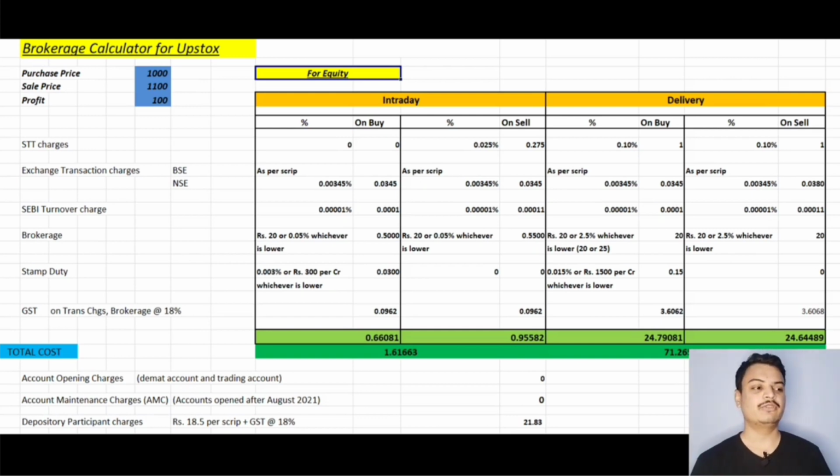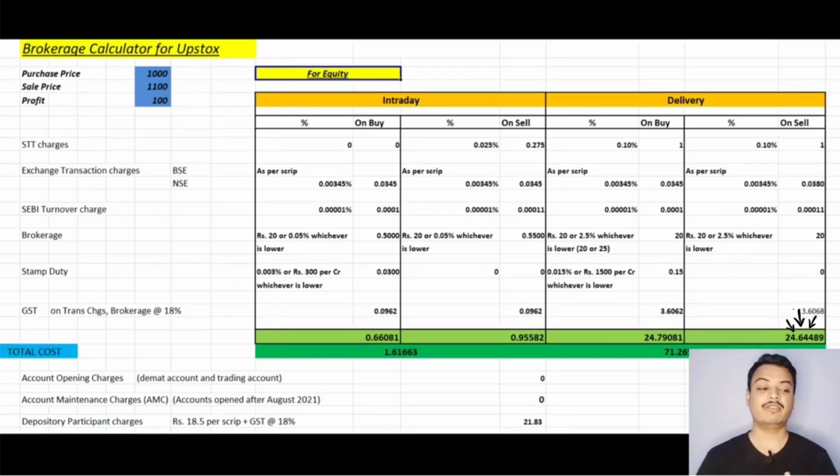The same thing, if you're doing it on a delivery basis, that is not on an intraday basis, the cost would come down to 24 for buy and 24 for sell. Now you must be wondering why there's such a big difference. This is because of the brokerage charges that Upstox is taking from you. If you see on intraday, the brokerage is 20 rupees or 0.05% of the purchase price or sell price, whichever is lower. That means, when you're buying or selling, they will see whether 20 rupees is lower or whether 0.05% of the value that you bought or sold is lower.